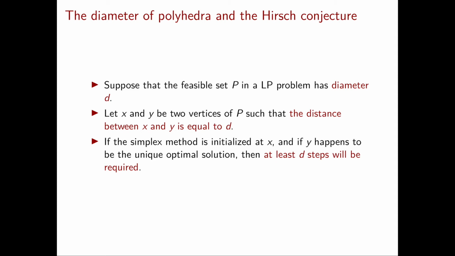Now let's say that our simplex method is initialized at the vector x and y is the unique optimal solution. Then, no matter which pivoting rule you choose, at least d steps will be required. This is because the simplex method with any pivoting rule will trace a path from x to y along the edges of the polyhedron, and this path must have length larger or equal to the distance between x and y, which is equal to d.